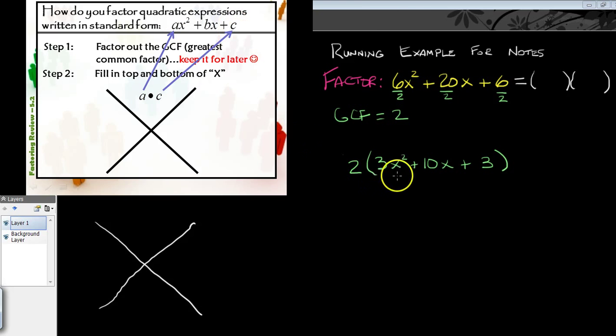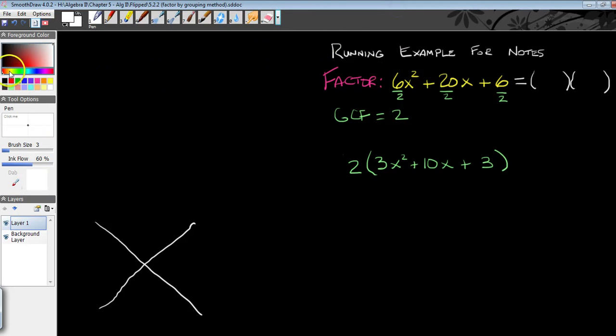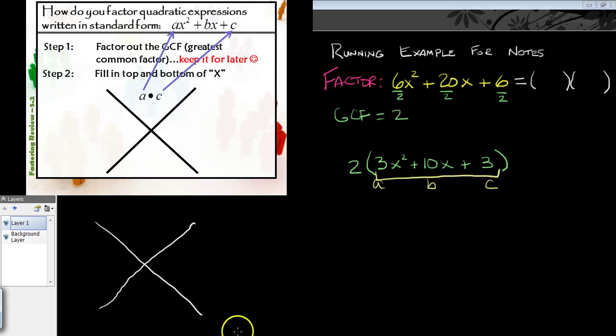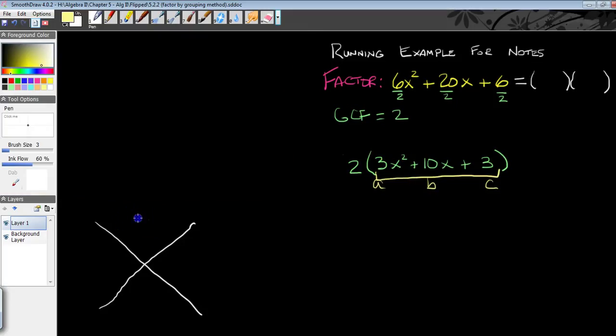So in my example over here, I'll use yellow, all I'm really just focused on is this trinomial, because I've already taken out, I've sucked out the GCF. So I want to look at this A, this is my B, this is my C. So I take 3 times 3, as this says I'm doing A times C. So 3 times 3 gives me a 9, right there.